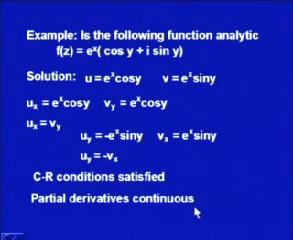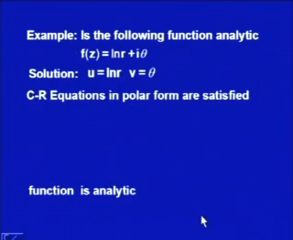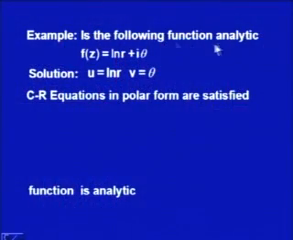So, all these things I have already explained. So, this given function is analytic. Now, this example makes use of CR conditions in polar form. The question is: is the following function analytic or not? f(z) is equal to log r plus i theta. So, accordingly u is equal to ln r and v is equal to theta.